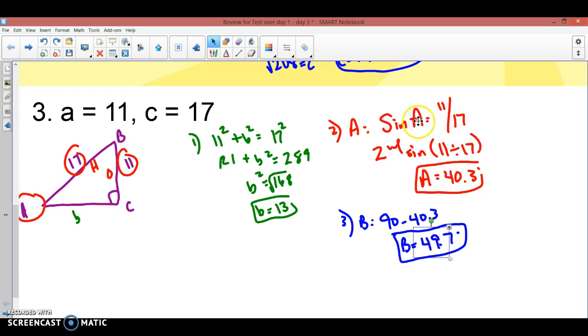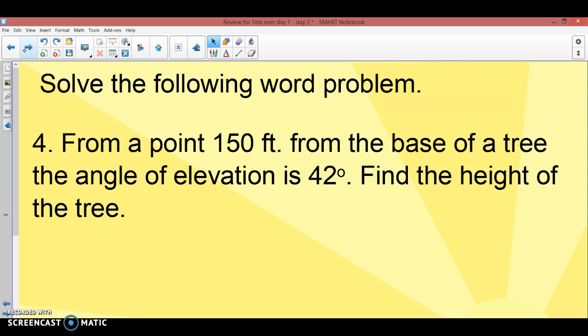We said when you're looking for the angle, you hit the second key, followed by sine, divide the fraction, it gives us 40.3. And then once you have one of the angles, we said just subtract it from 90 to get the other, so B would be 49.7. Okay, next one is a word problem, so go ahead and give that a shot.